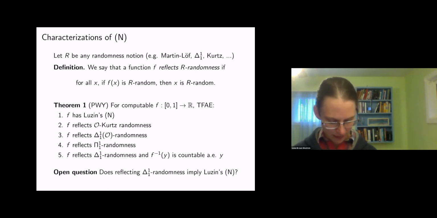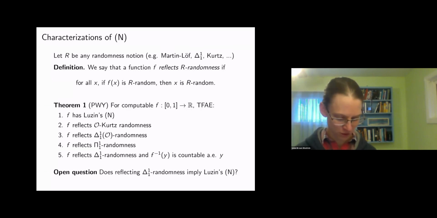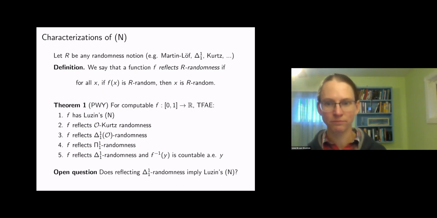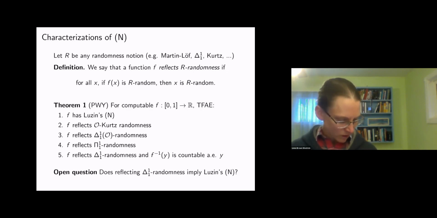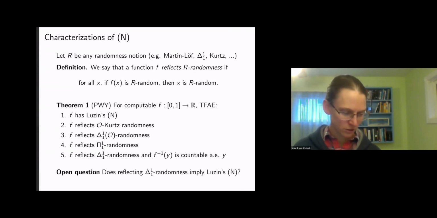So one of these seems different from the others, and we would love to remove that, but it's an open question right now whether that can be removed. We don't know if reflecting delta 1, 1 randomness already implies this countability condition, or whether that condition really needs to be included in this list. All right, so lots and lots of kinds of randomness reflection are equivalent to N.